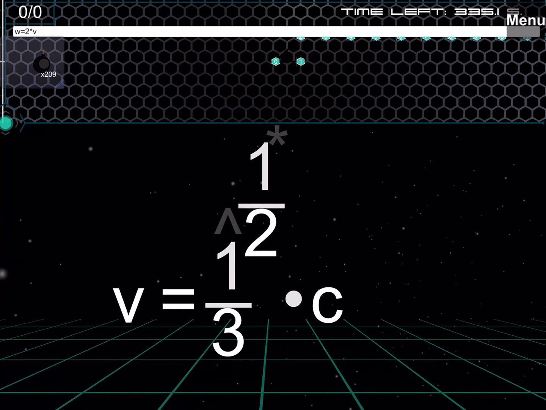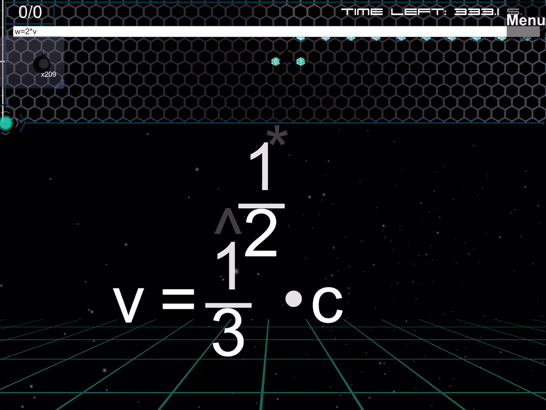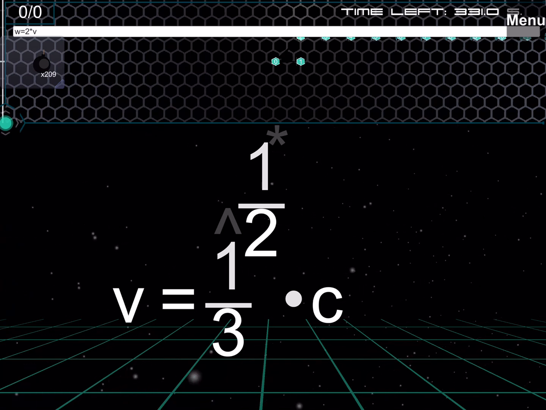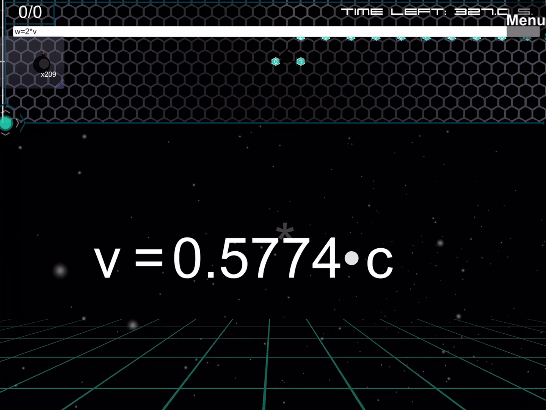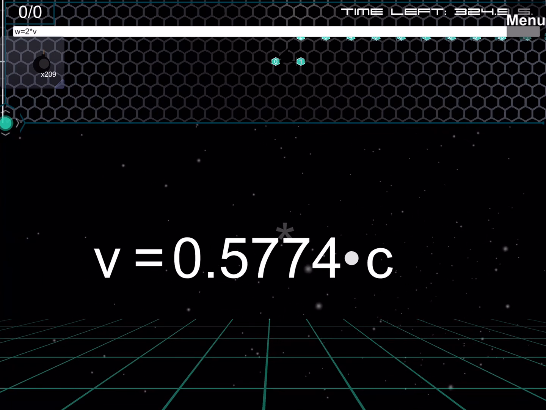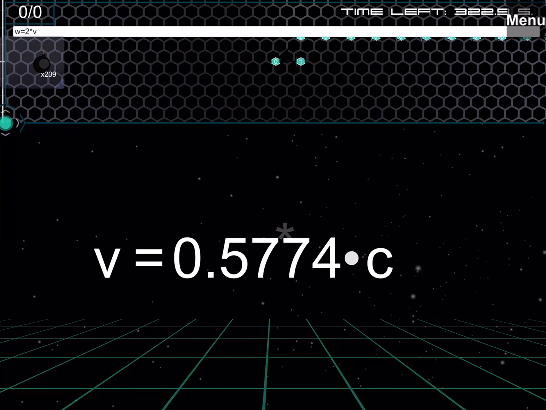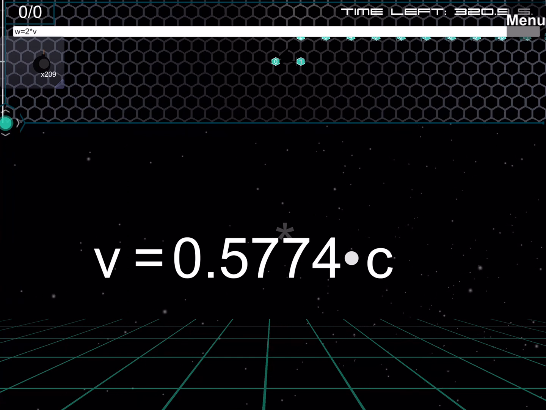We can leave it as it is, or we can even turn that into numerical numbers. That'll be this, and that's the velocity of the first particle, and obviously the second particle is just twice that.